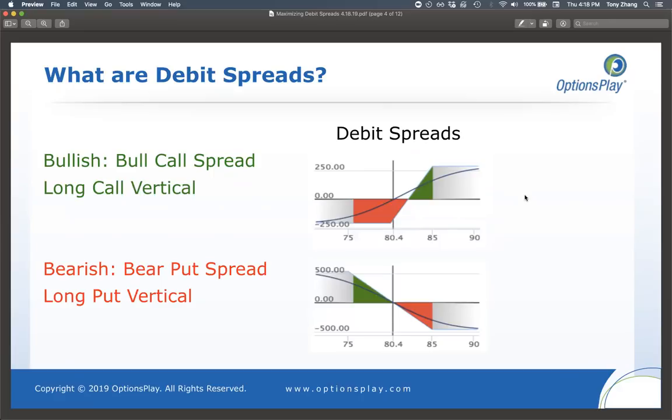What I want to do is talk about how to break down these trades so that you can better understand why debit spreads work the way they do, and hopefully give you a little insight as to why they are one of the most efficient ways to take a directional view using options.